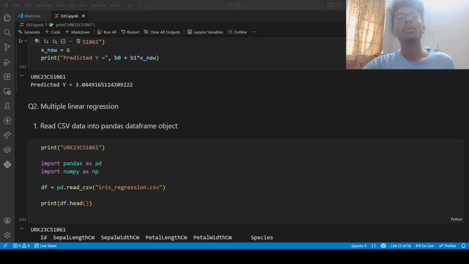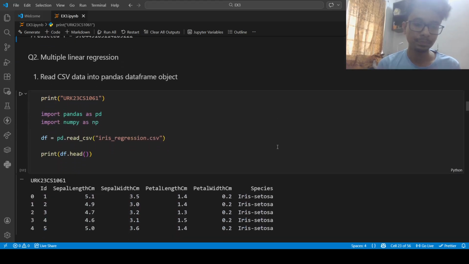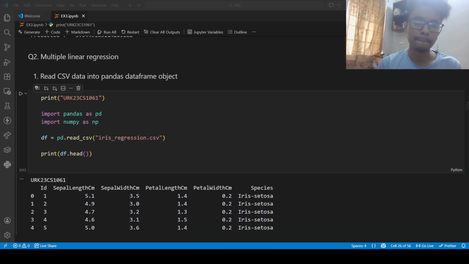So yes, this is all about linear regression, which means predicting one variable with the other variable. Whereas when it comes to multiple linear regression, we use two or more independent variables. That's the meaning of it. So here we are going to use for multilinear regression x1 as sepal length and x2 as petal length.